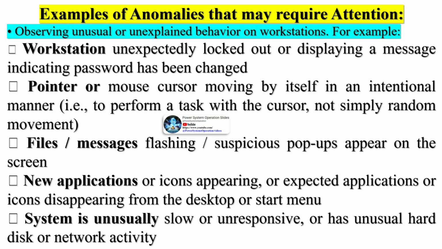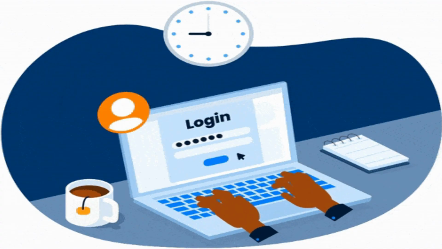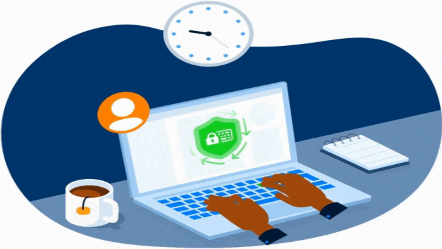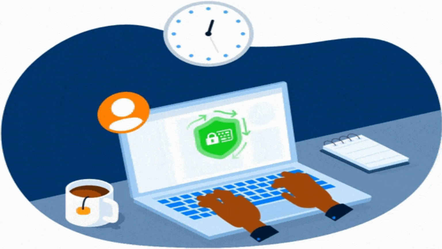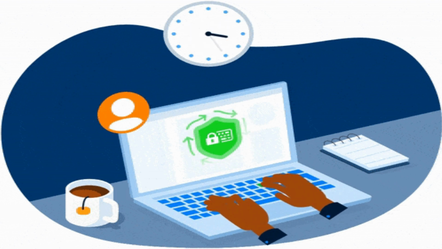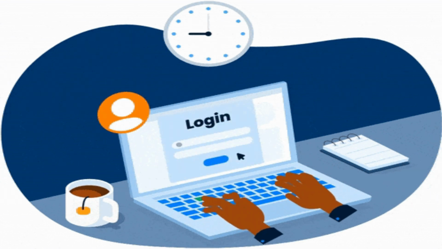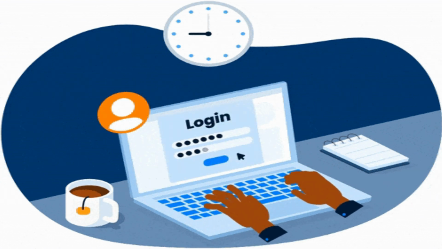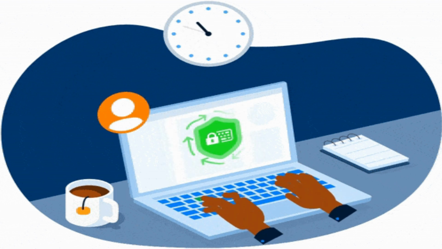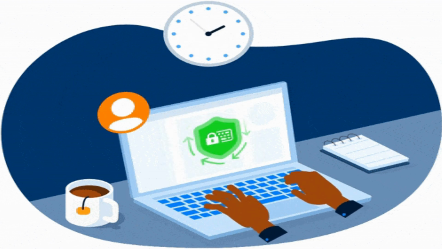Examples of anomalies that may require attention: observing unusual or unexplained behavior on workstations. For example, workstation unexpectedly locked out or displaying a message indicating password has been changed. Pointer or mouse cursor moving by itself in an intentional manner, i.e., to perform a task with the cursor, not simply random movement. Files, messages flashing, suspicious pop-ups appear on the screen. New applications or icons appearing or expected applications or icons disappearing from the desktop or start menu. System is unusually slow or unresponsive, or has unusual hard disk or network activity.